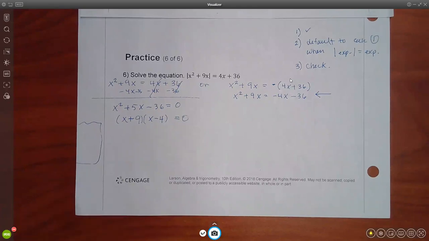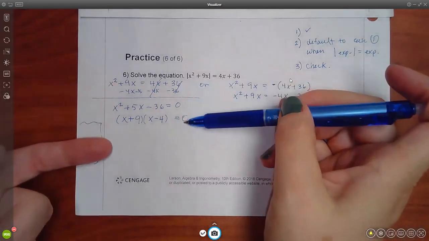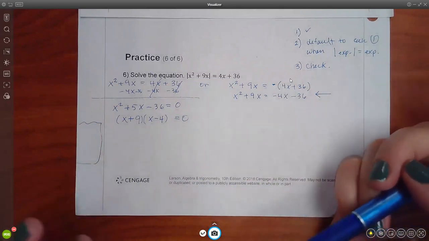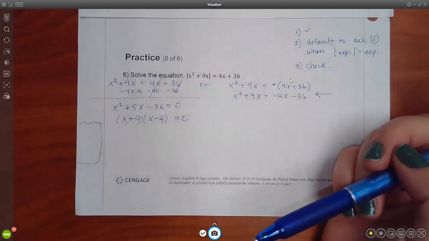If you have to do the whole AC method to factor it, then get it done on the side, okay? Don't do it in the line of your equation, okay? If you got side work to do, please make sure you actually do it on the side.